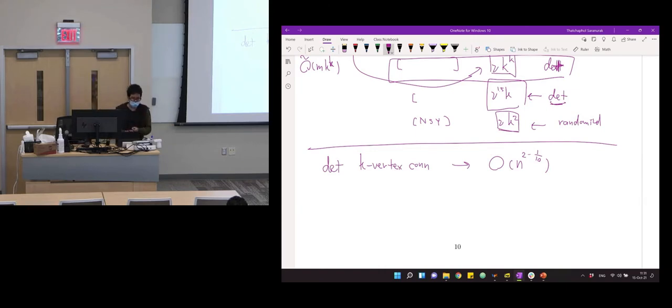But I believe that one can do it in linear time, at least for constant k, that should be possible. And this is one of the papers that I co-authored, and we use expander techniques to get this kind of bound.